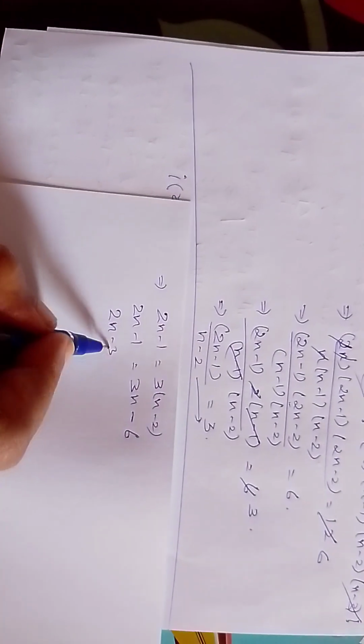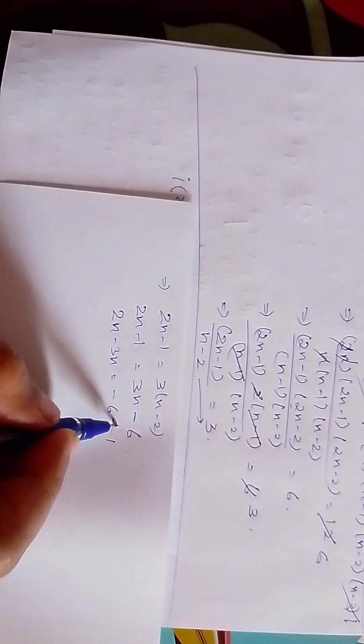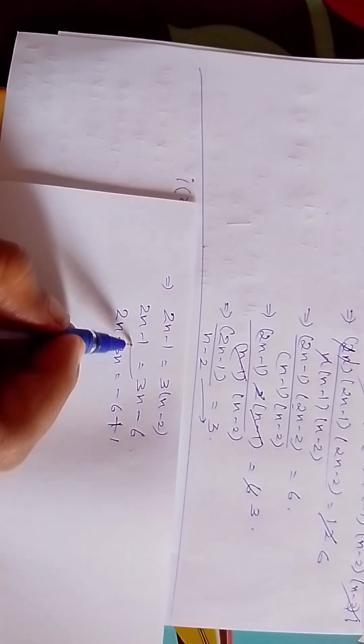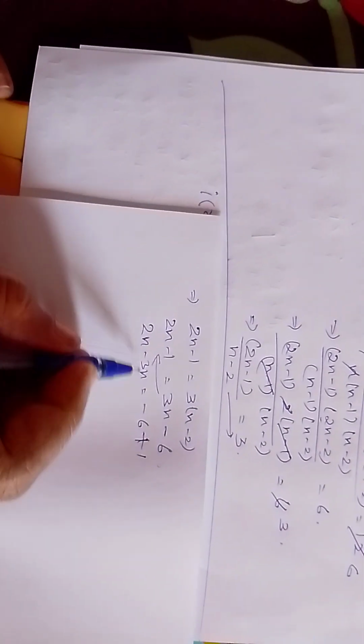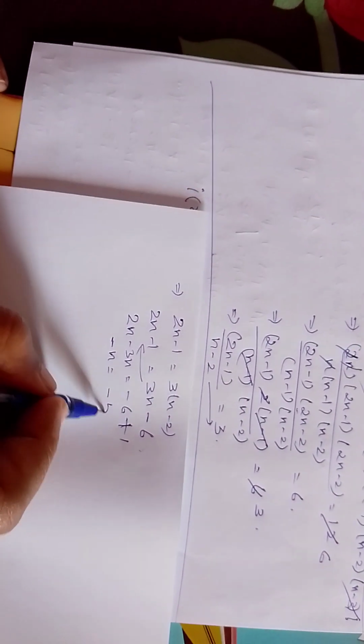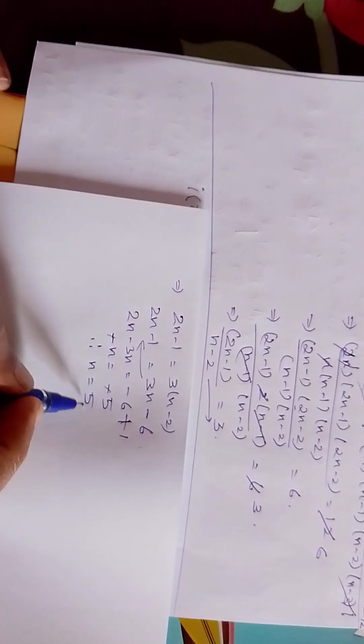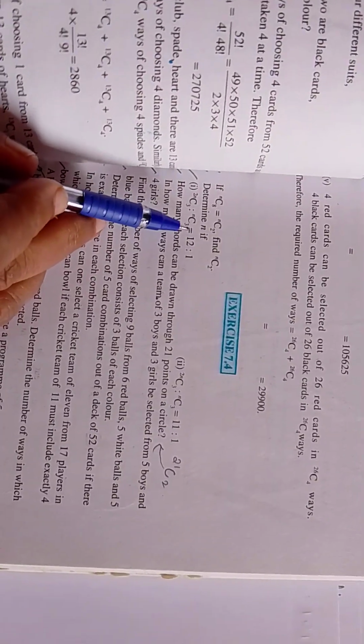So 2n minus 3n is equal to minus 6 plus 1. We are going to shift minus 1 this side, it becomes plus 1. We are going to take like terms one side. 2n minus 3n is nothing but minus n, and minus 6 plus 1 is nothing but minus 5. Minus minus cancels, and we will get the value of n, which is equal to 5. They have asked in the question to determine the value of n, and hence we have determined.